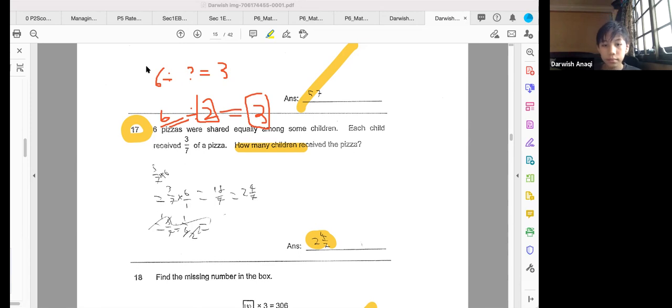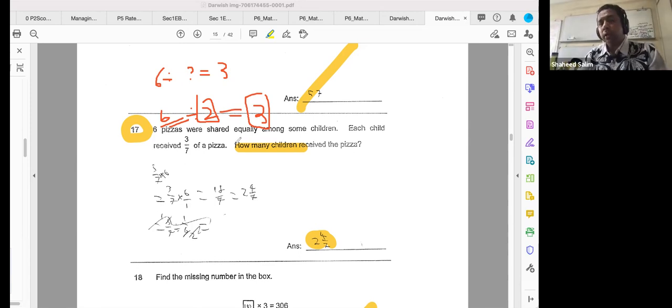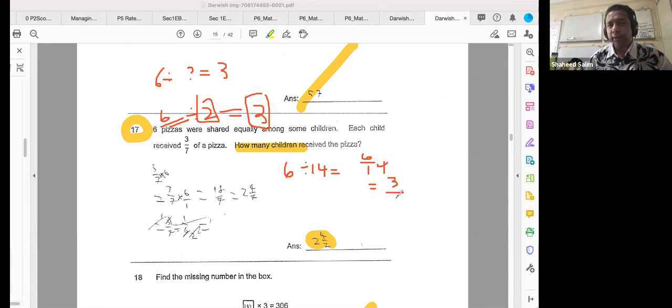Let us check whether this is correct. 6 pizzas shared among 14 children. What do you get? 6 over 14, right? You reduce, you divide by 2, you get 3 over 7. So it's correct. All right. So you know this method.